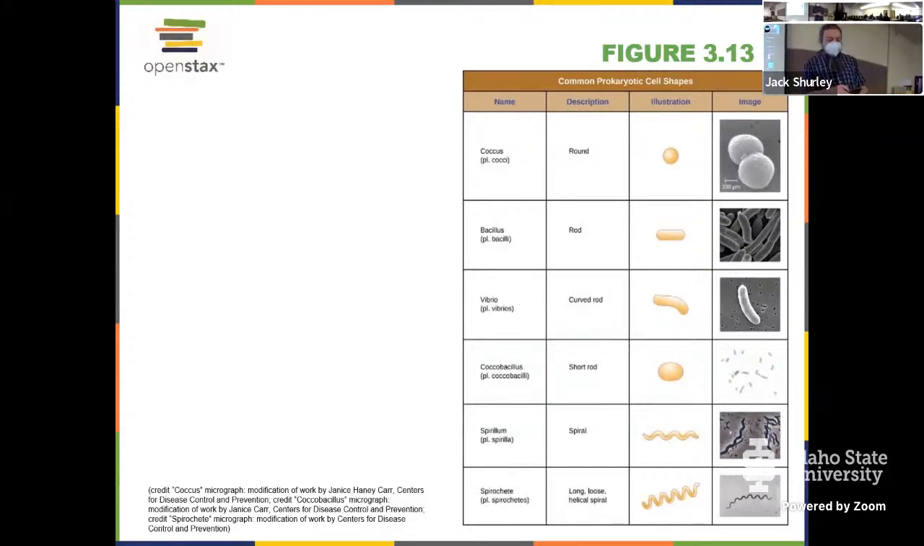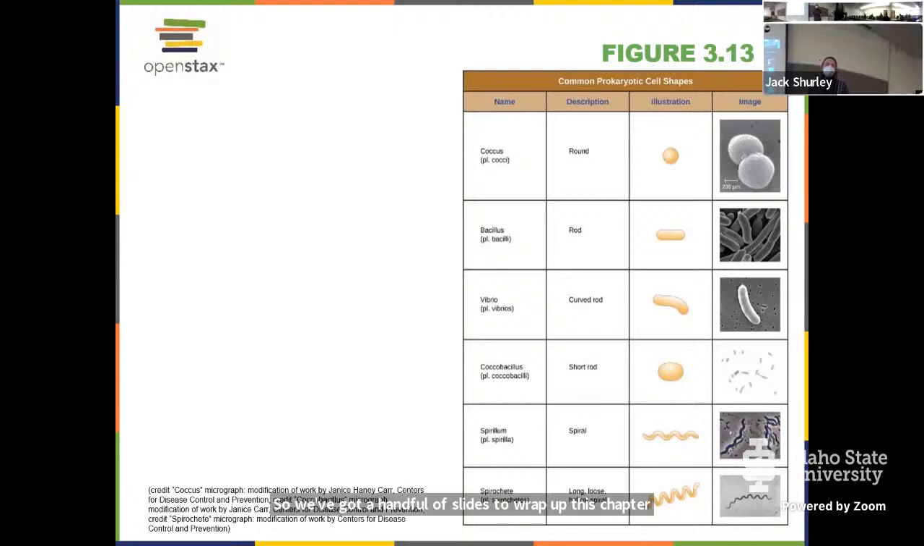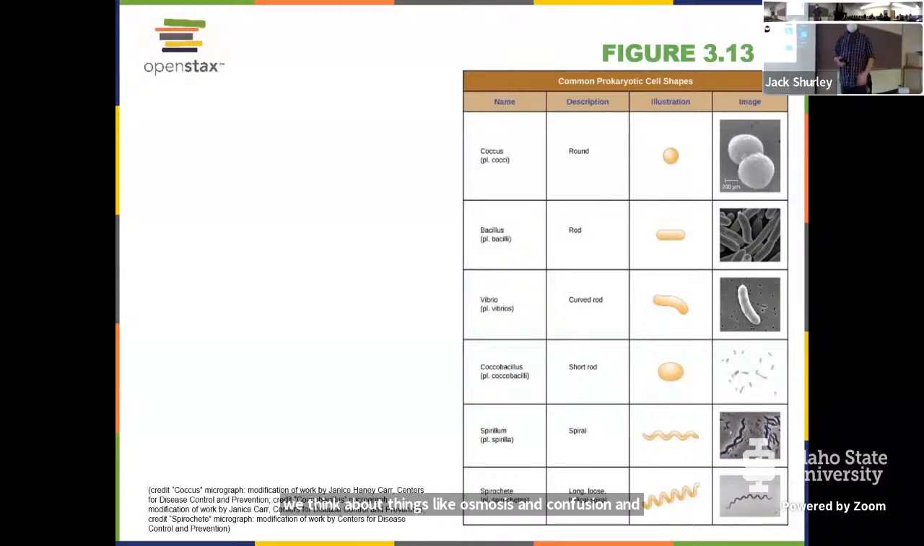So we've got a handful of slides to wrap up this chapter. A lot of it, well, a chunk of it, I hope, is some review as we think about things like osmosis and diffusion and how molecules might be able to move across a cell membrane or cell wall. When we think about bacteria, it will be a little bit different.